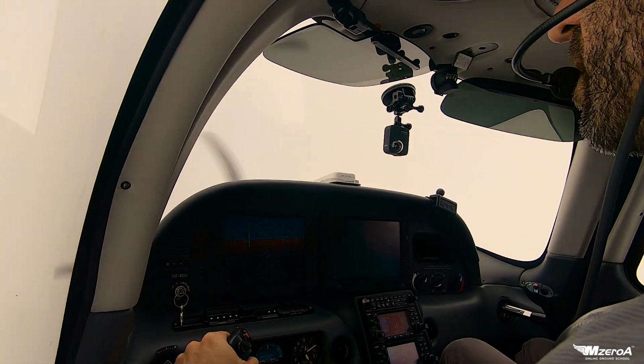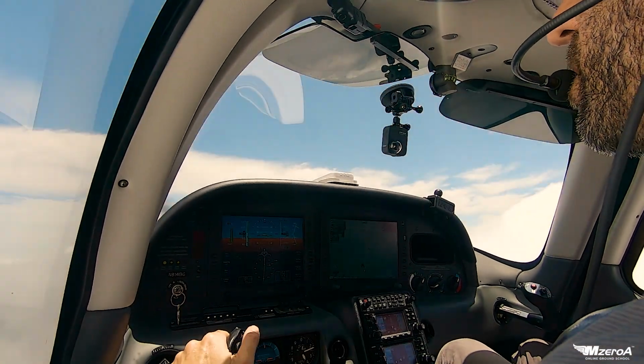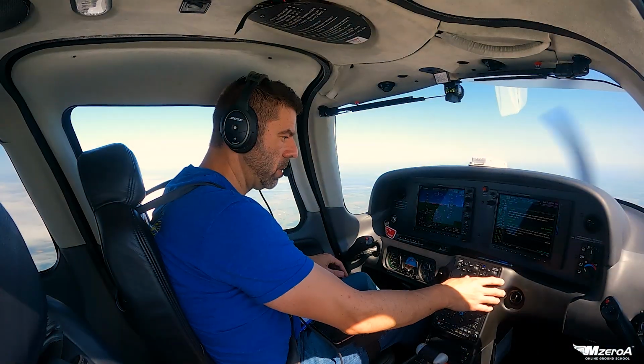Yesterday we showed a climbing right-hand turn, a level left-hand turn, these sorts of things. But today I want to focus on this idea of partial panel. The first place we start when we're talking partial panel is we have to understand our systems. We have to understand what is actually causing these issues to better understand it.